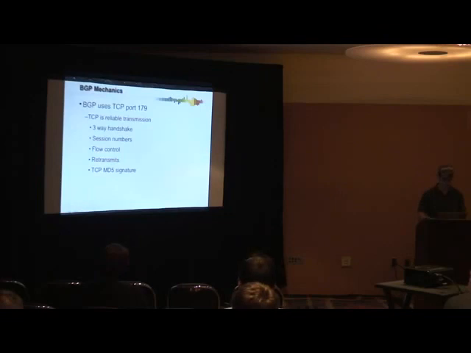The first thing that's worth pointing out is that BGP uses TCP port 179. This was an important improvement over EGP because it's reliable. It has a three-way TCP handshake. It has sequence numbers. It deals with flow control. It deals with retransmits. And it also provides support for TCP MD5 signatures for security.